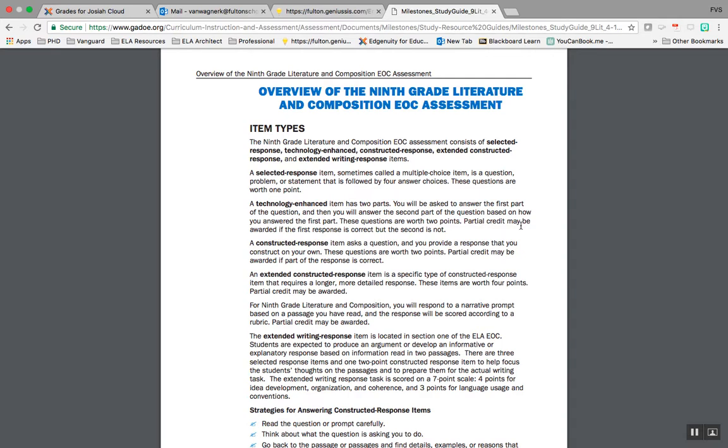They're actually included in this packet. I will send this packet out again. I already sent the link to it once, but some of you might not have gotten it. So just making sure that you understand the different types of questions and how much effort goes into the response for those.